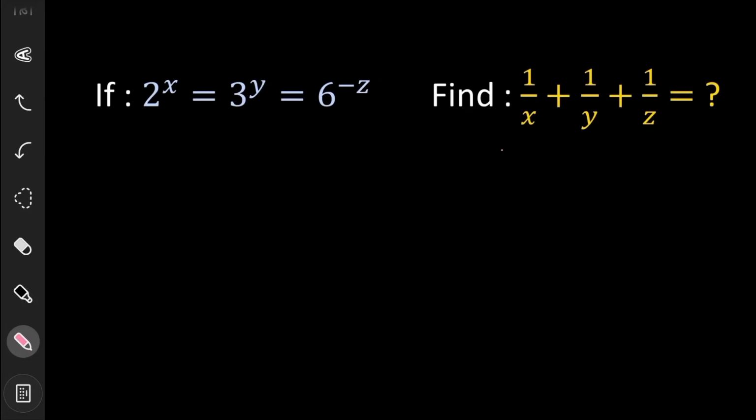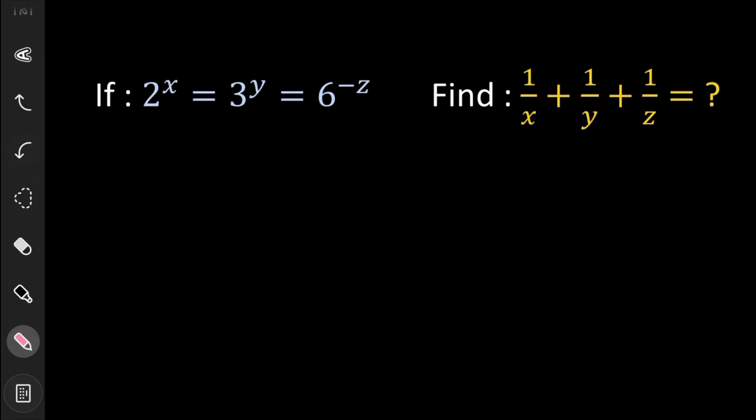So today we have a nice problem related to the exponentials. The question over here is to find the value of 1 upon x plus 1 upon y plus 1 upon z if 2 to the power x equals 3 to the power y equals 6 to the power negative z. So this is Anmol, and now let us see the solution.